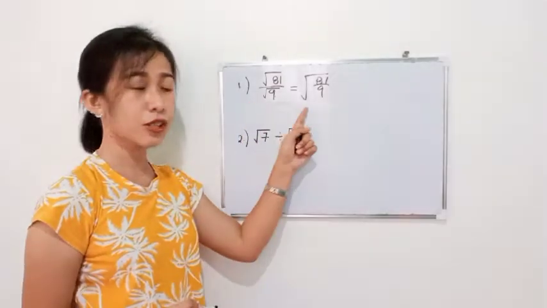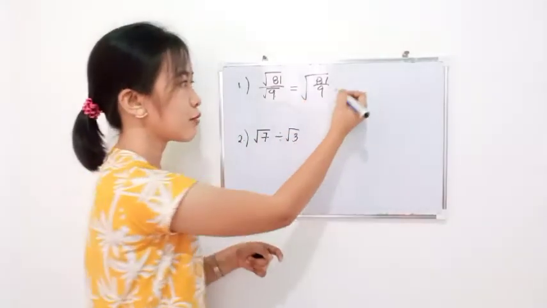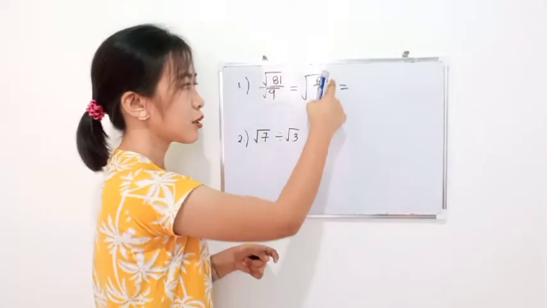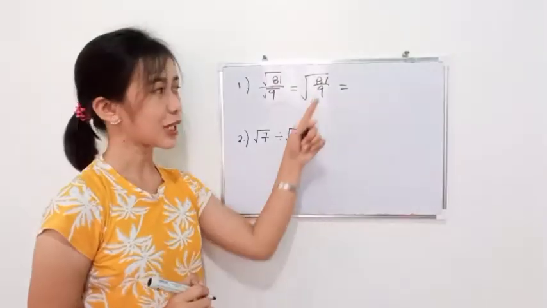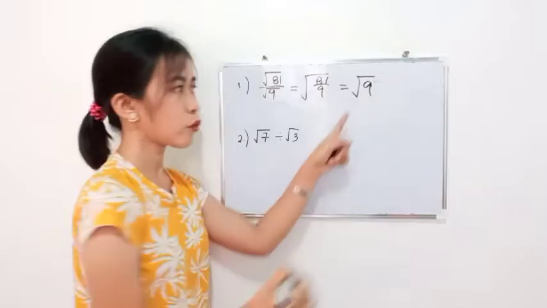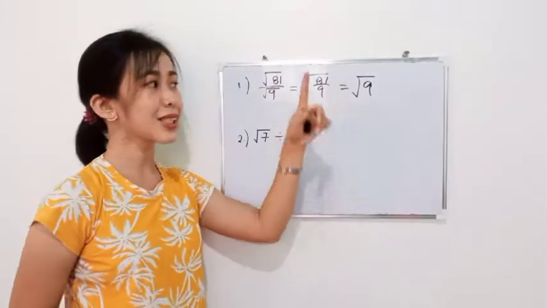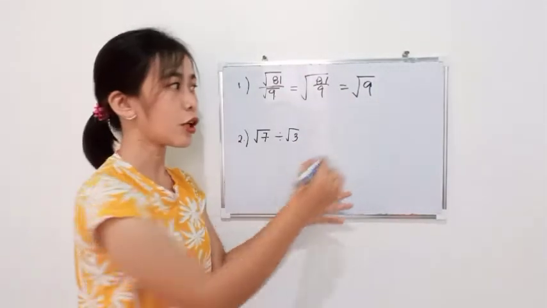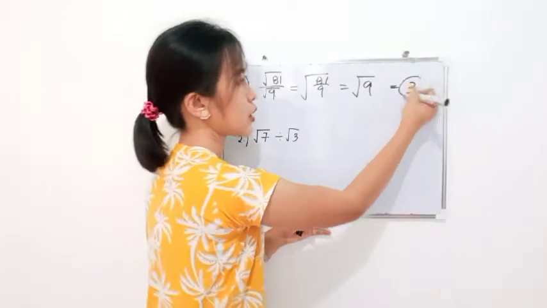Ayan, pag-iisahin nyo lang yung square root. And then, we have to divide both the radicands, or yung nasa loob. 81 divided by 9 is 9. Therefore, we have square root of 9. And then, since si 9 ay perfect square, therefore, the answer will be 3.